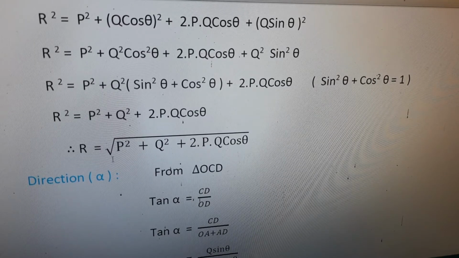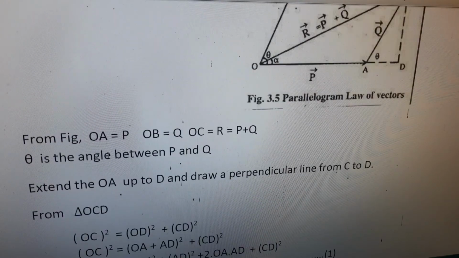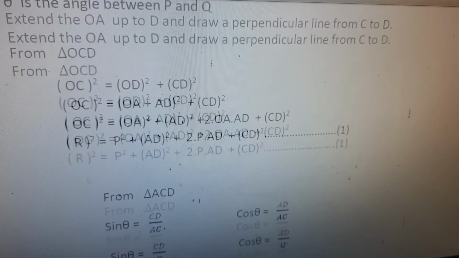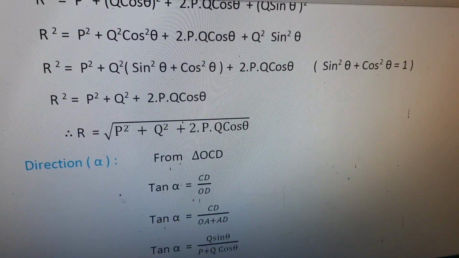Now next we can determine the direction of the vector. It will be represented by alpha, and from the figure we can take triangle OCD. Now we can observe this figure. Alpha is the angle between R and P. So in this triangle OCD we can write the tan equation: tan alpha is equal to CD by OD.